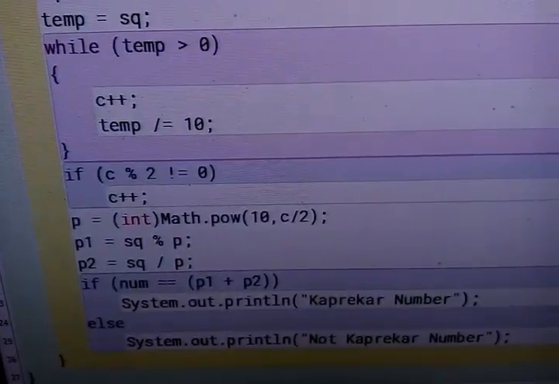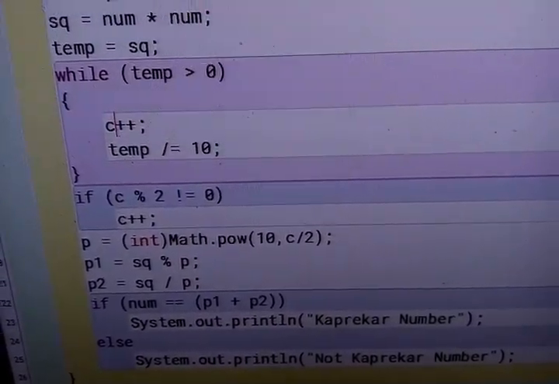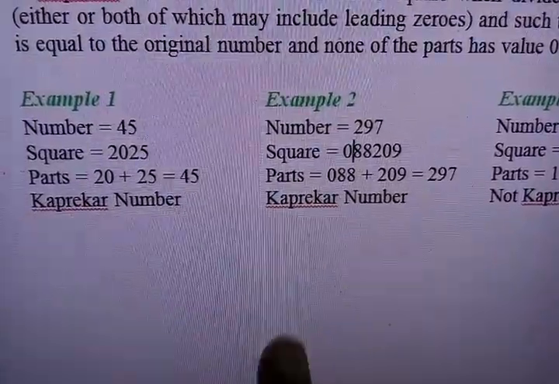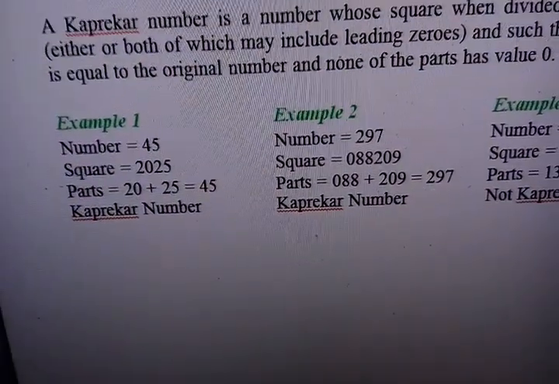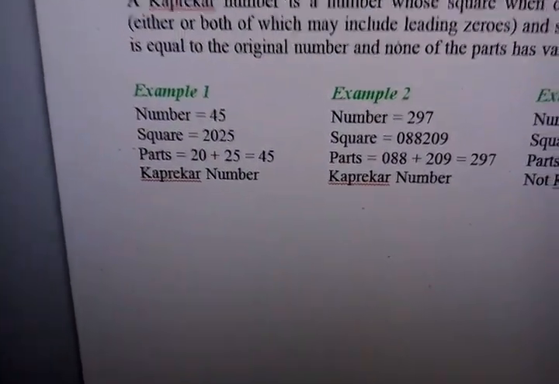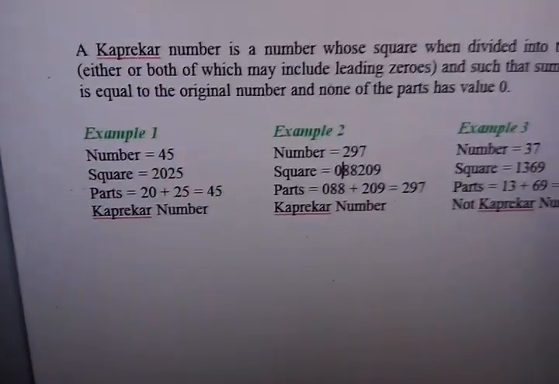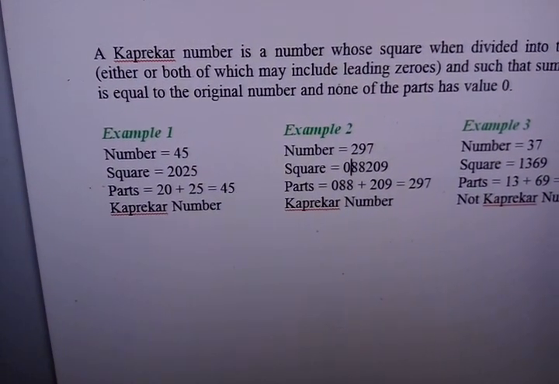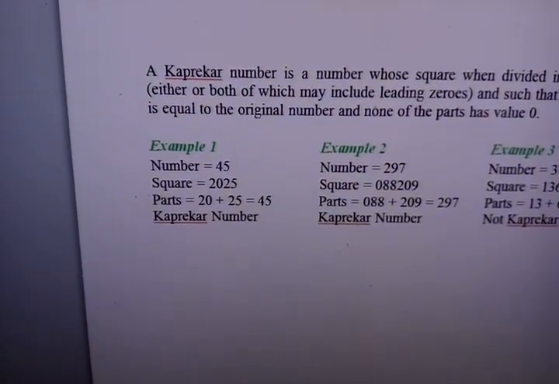Next, p equals int(math.pow(10, c/2)). What does this mean? In this case, c/2 is 3, so it is math.pow(10, 3), which is 1000. You need to divide the number by 1000, one part, and you will get 88. The other part is modulo 1000, which is 209.